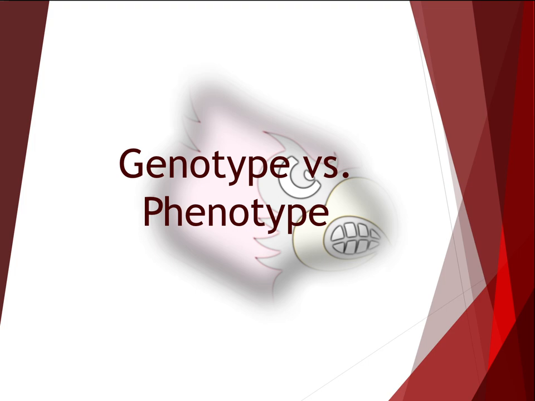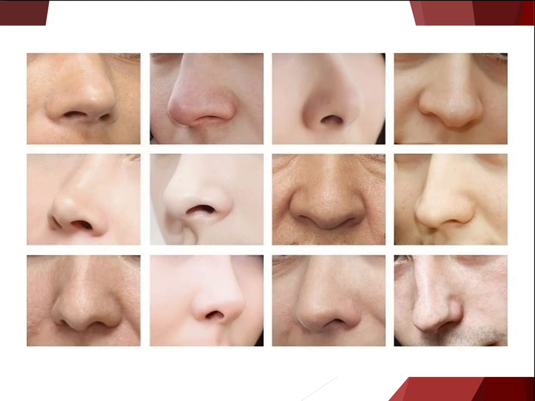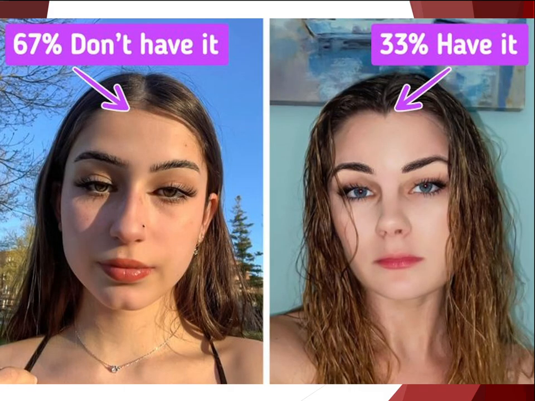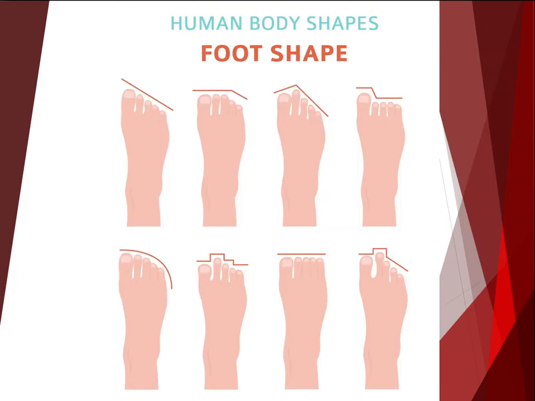Genotype versus phenotype. How many physical characteristics such as eye color can you think of? Now, note there are a huge number. They include characters such as nose size and shape, earlobe attachment or detachment, and the presence or absence of a widow's peak on the forehead. They even include eye shape and the length of the second toe.